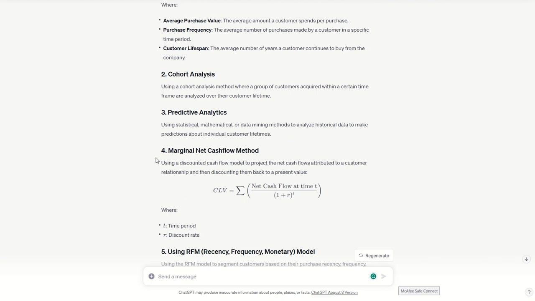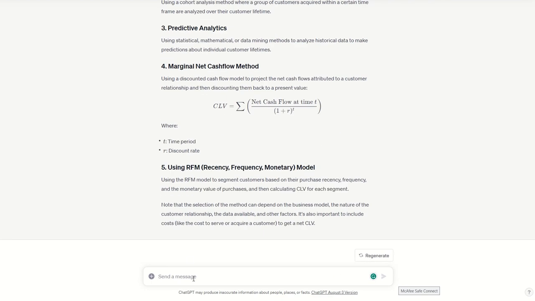So let's narrow it down. It is trying to keep its options open. Let's say, let me just put it this way. That first definition does not seem to take into account a discount rate. Should CLV incorporate a discount rate or not?